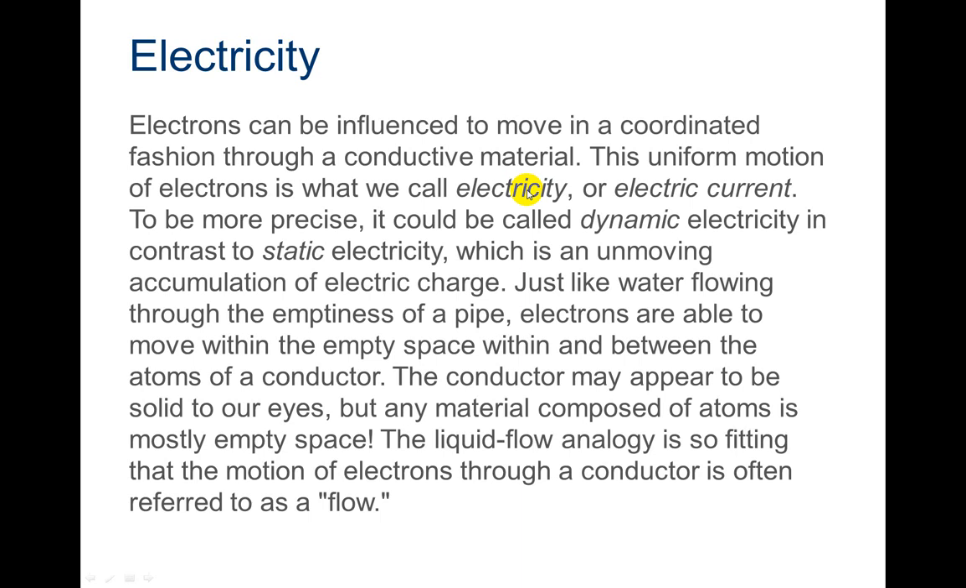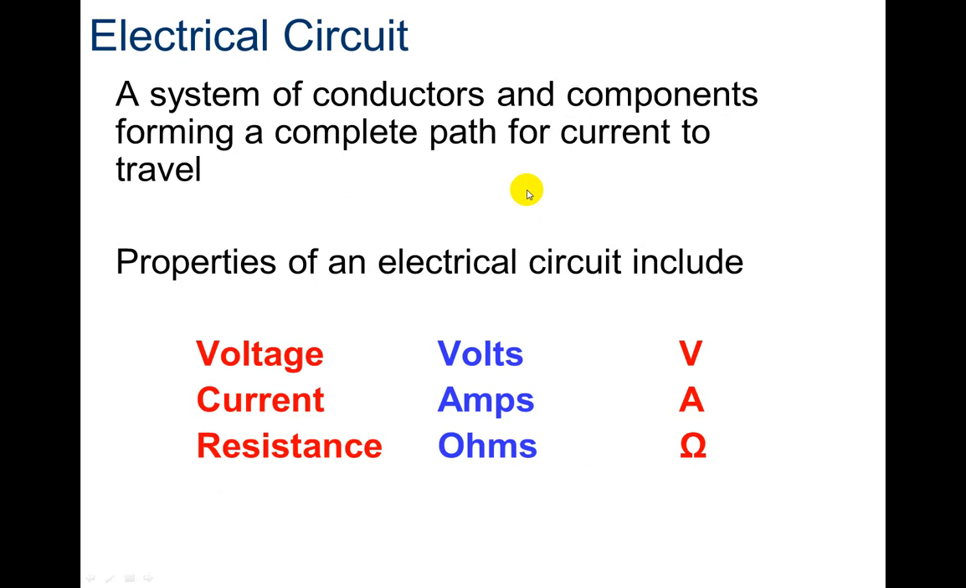Just like water flowing through the emptiness of a pipe, electrons are able to move within the empty space within and between the atoms of a conductor. The conductor may appear to be solid to our eyes, but any material composed of atoms is mostly empty space. So the liquid flow analogy is so fitting that the motion of electrons through the conductor is often referred to as a flow. Right, so let's examine some of that a little bit closer.